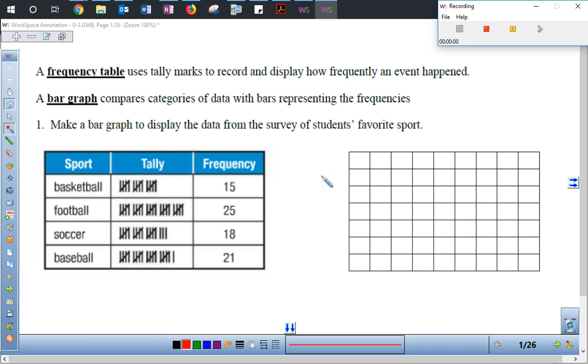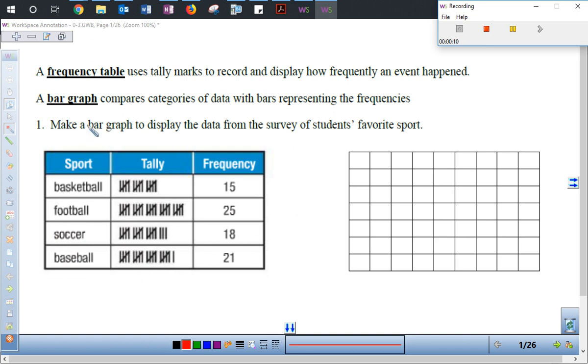Alright guys, today we're going to talk about different types of graphs. There are several different types of graphs that we're going to address, but the first type of graph that we're going to talk about is a frequency table. A frequency table uses tally marks to record and display how frequently an event happened. And a nice example of a frequency table is given right down here.